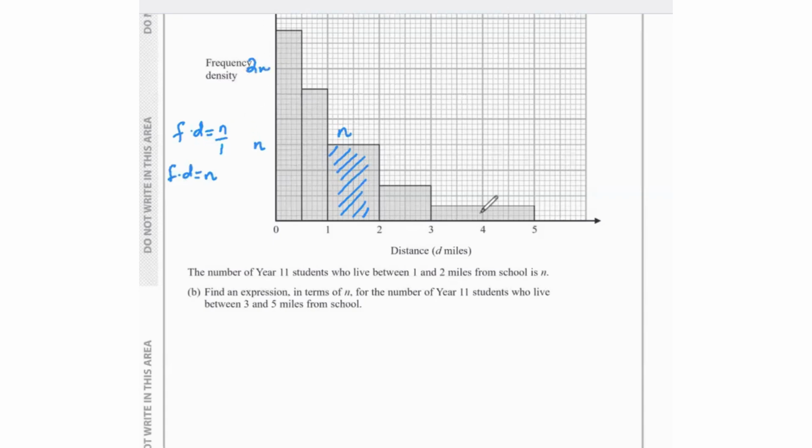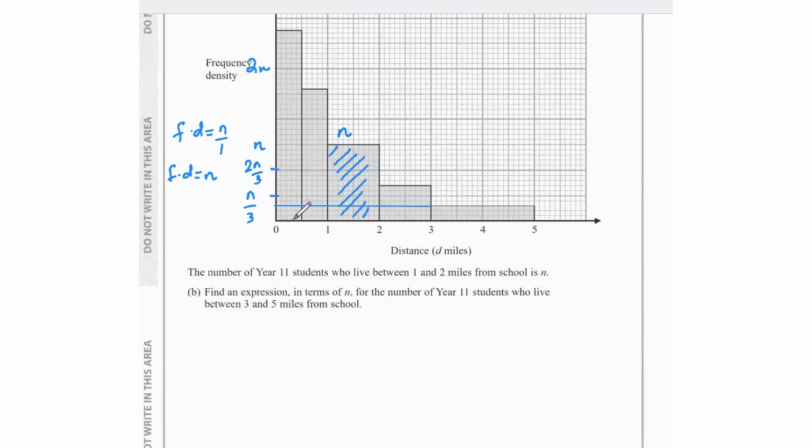So we need to find the frequency density for 3 to 5 in order to figure out the number of people that live between this distance. So if this is n, that means this will be n over 3, and this will be 2n over 3. Now for the 3 to 5 distance, need to find this value over here.